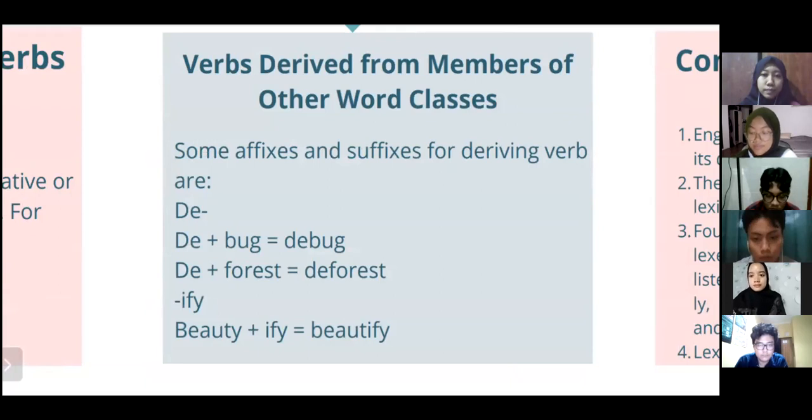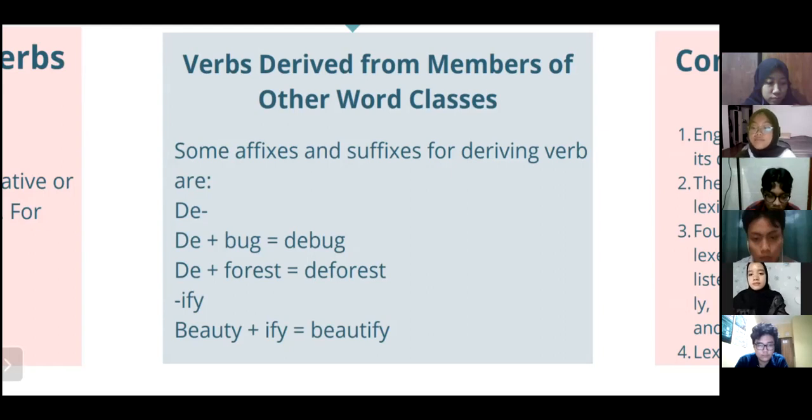Verbs derived from nouns and from adjectives are numerous. Some affixes and suffixes for deriving verbs are, but are not limited to, for example, the prefix de-. De- plus bug is debug. De- plus forest is deforest. The de- here means to remove the x. The x here, for example, bug, means to remove the bug, and forest here means to remove the forest.